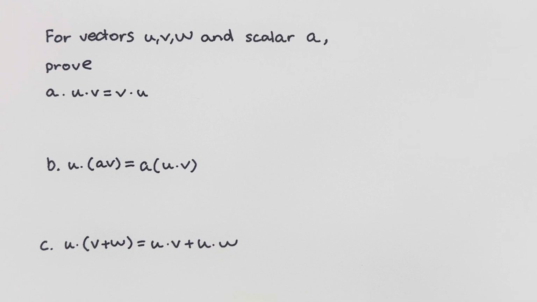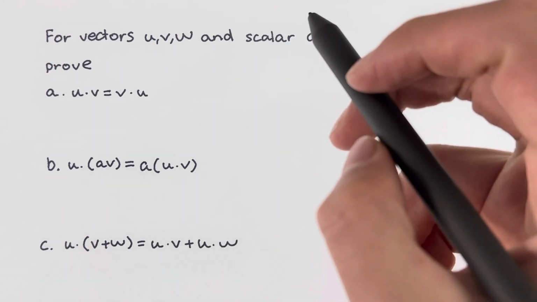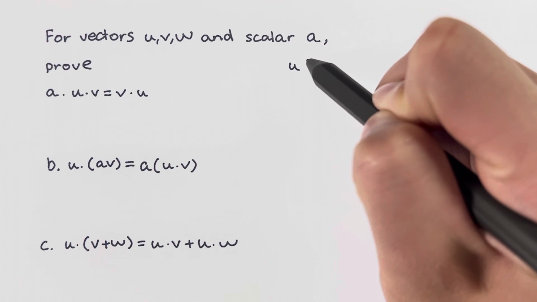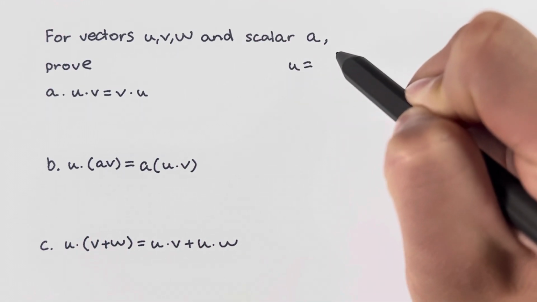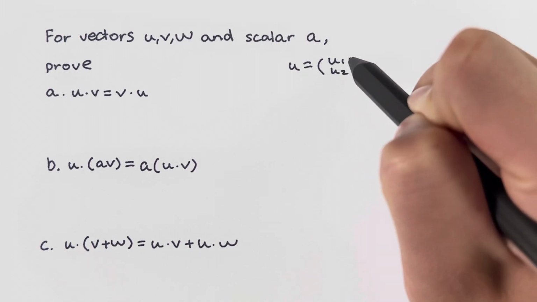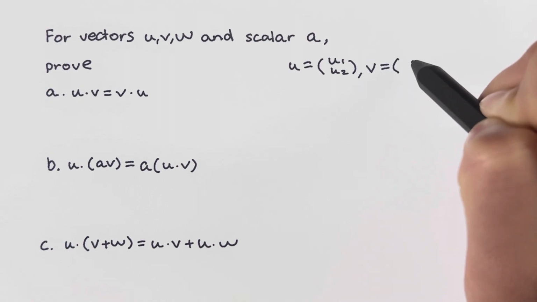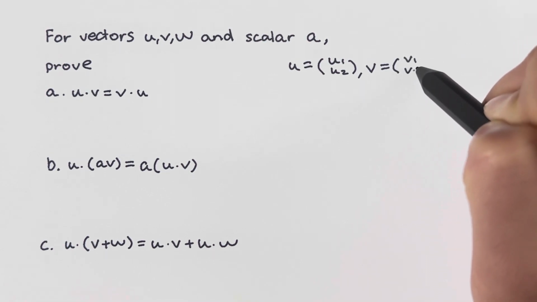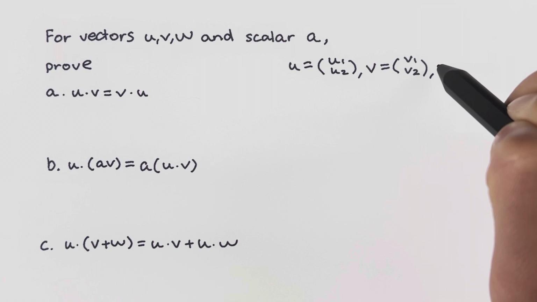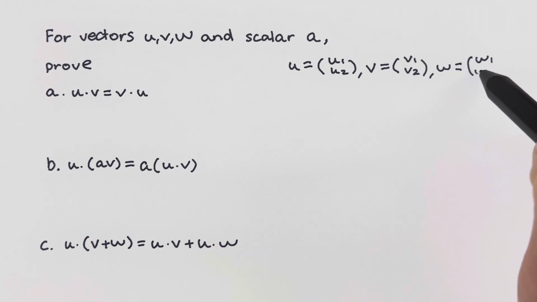So, since these are vectors, we can first assign them a vector form. So we can let u equal to u1, u2, v equal to v1, v2, and w equals to w1, w2.